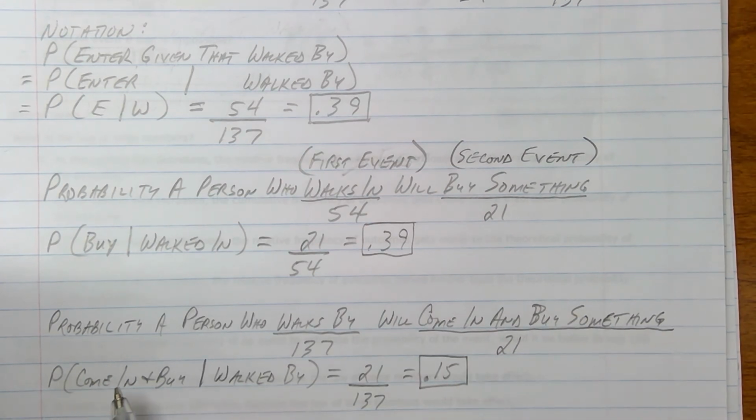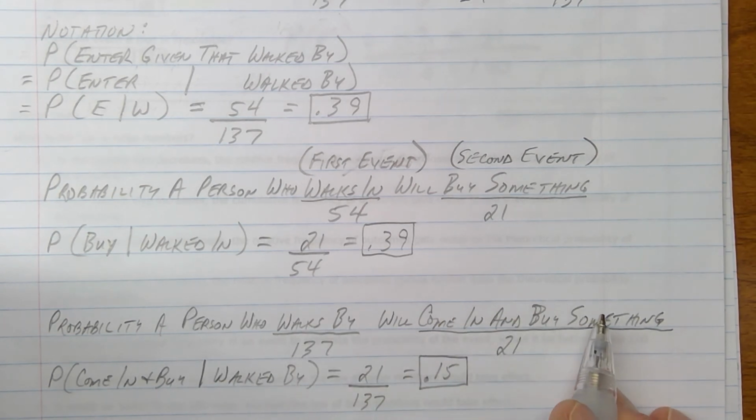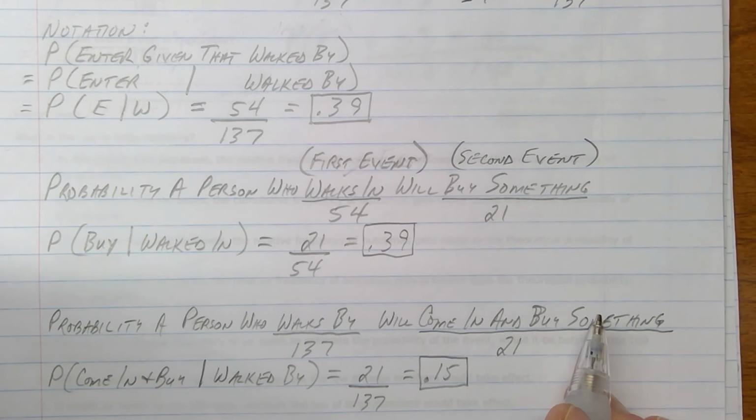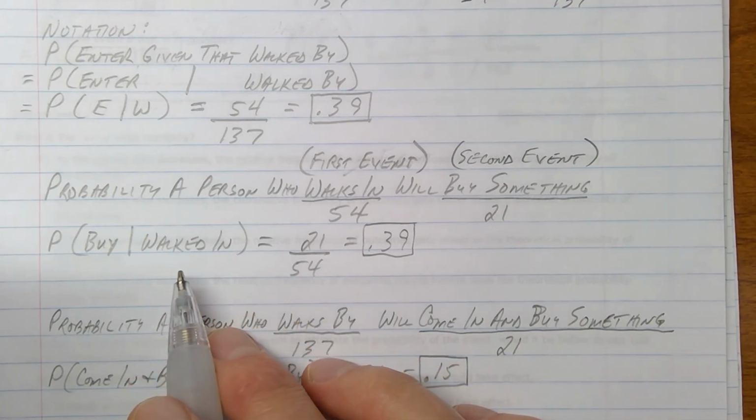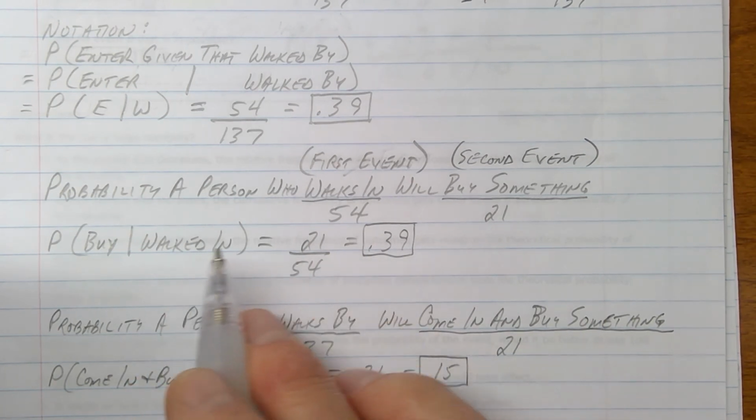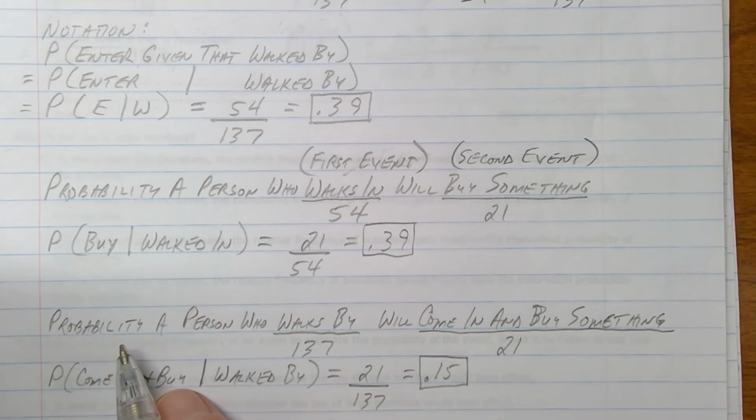So the probability that someone will come in and buy something, given that they first walked by, all right, how many walked by? 137. How many ended up buying something? 21. So there's only a 15% chance that a person walking by on the sidewalk will actually come in and buy something, all right? If they walk in the store, there's a 39% chance they'll buy something. But if they're just walking by on the sidewalk, there's only a 15% chance that they'll come in and buy something.